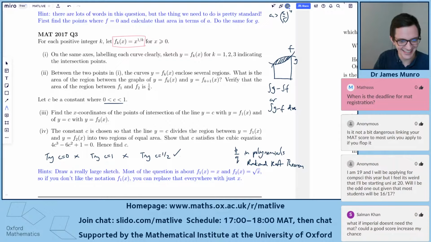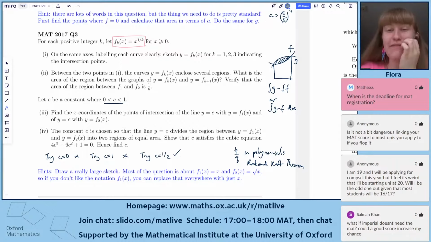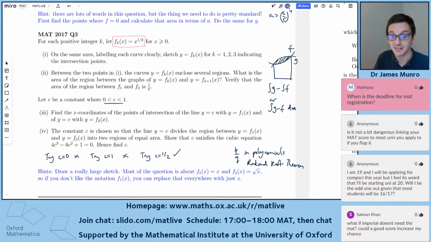Wow. So someone's asking, when is the deadline for MAT registration? The deadline for MAT registration is the 15th of October in the year that you take the MAT. It's the same as the UCAS deadline.